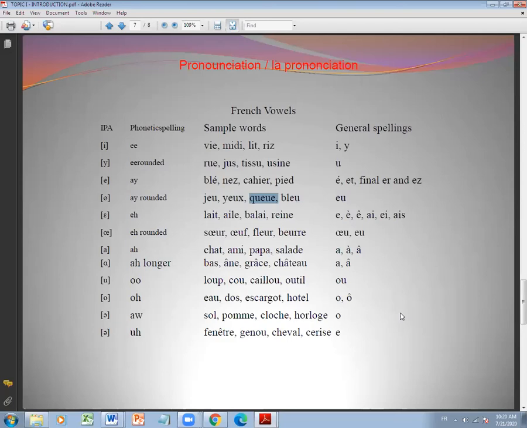Then the last one. Bleu. Blue, the color blue. In French, we say bleu. Blue is bleu. Okay? Bleu.